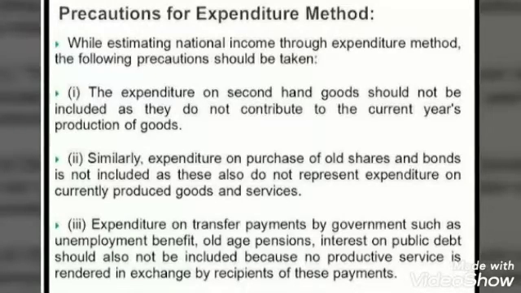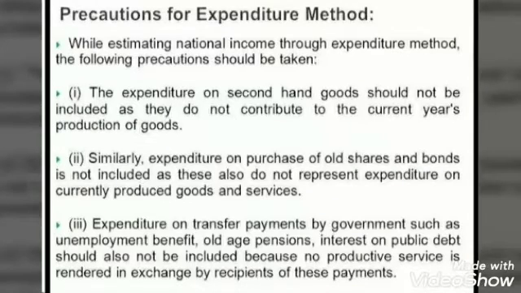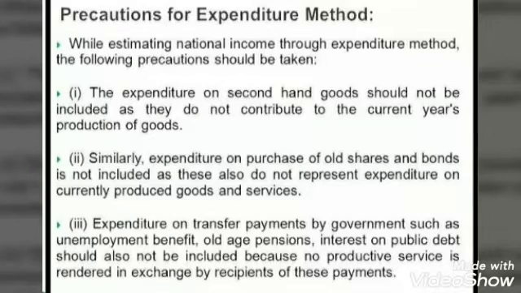Well, children, the very first thing to be kept in mind while using this method is that expenditure on second-hand goods is not to be included. The reason is that the value of these second-hand goods has already been accounted for during the year of their production, that is, when they were initially produced and purchased by the final user.